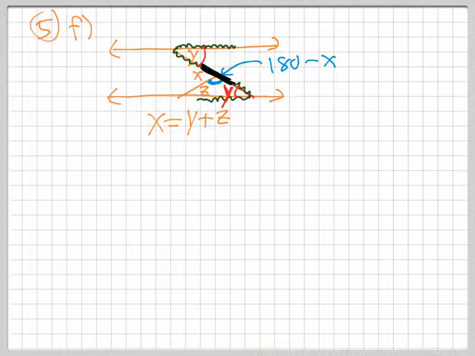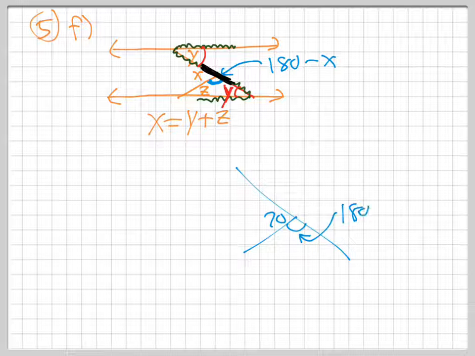Do you see that? Whatever x is, the other one, the little blue, the top of the little triangle, has to be 180 minus x, because together those two make 180 degrees. For example, if you had a straight line and you knew this was 70 degrees, how could you find that? You'd say, oh, well, that one must be 180 minus 70. It must be 110, so that together they make 180.